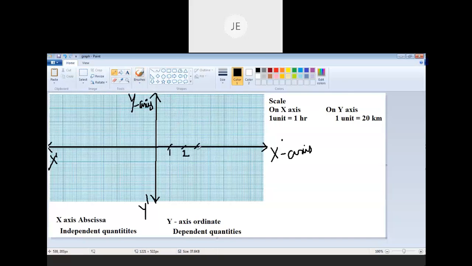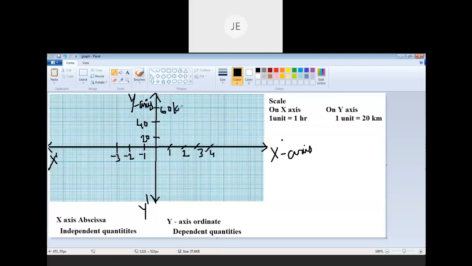And here third unit, fourth unit. So these are like this. Okay. And here negative x-axis -1, -2, -3, like that. And positive y-axis, like we have taken 1 unit as 20 kilometers. So up to here thicker lines 20, and here one more thicker line 40, here 60.